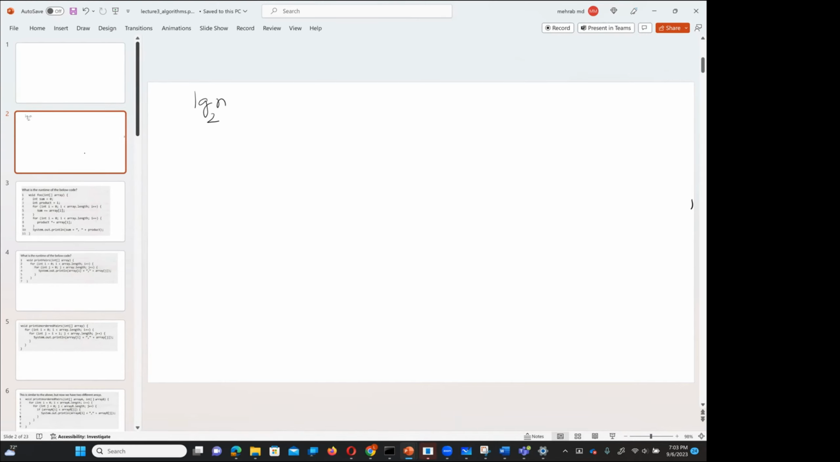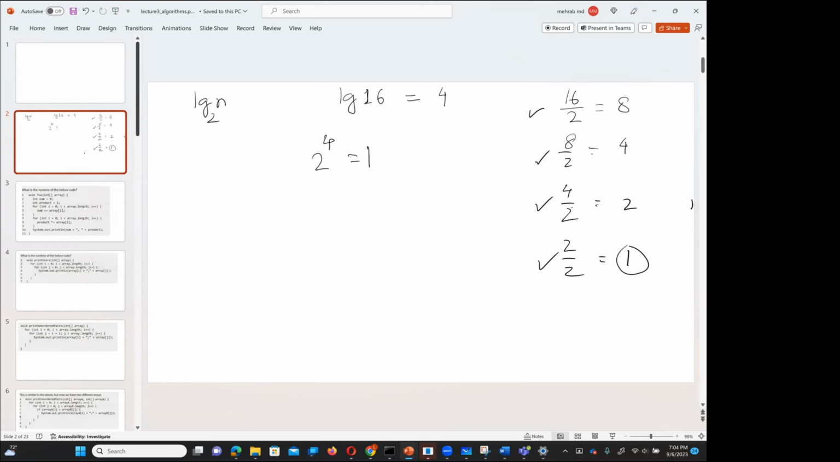Can someone tell me what is the value of log, say, 16? All right, yes. The reason is I have to divide it how many times? 4 times, right? To reach 1. From 16, I have to divide 1, 2, 3, 4 times to reach 1. So that's why log 16 is 4. Or in other words, 2 to the power 4 equals 16. So we can write that log of 2 to the 4 equals 4, and log 16 is 4. Okay, so that was the log thing.